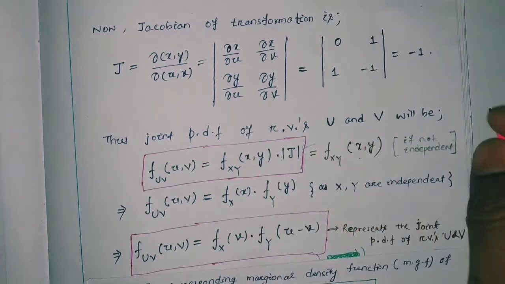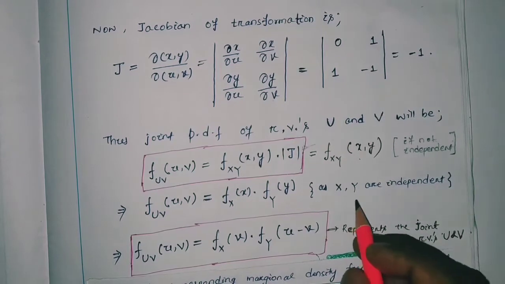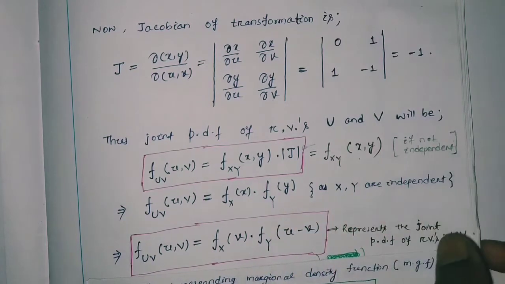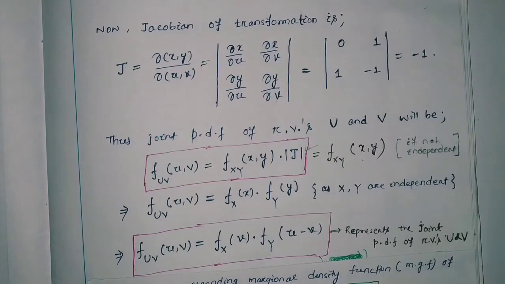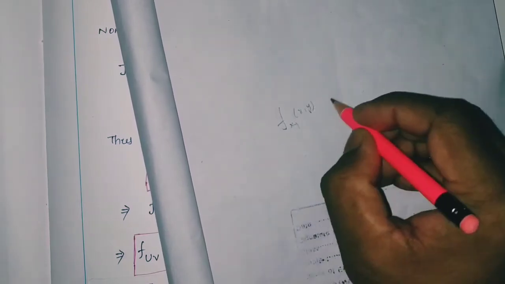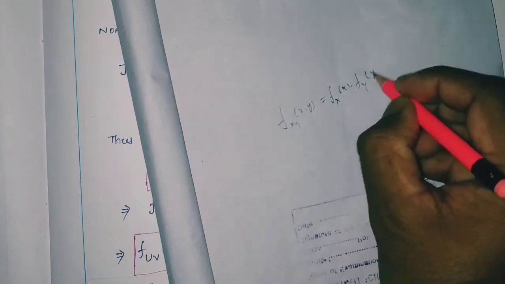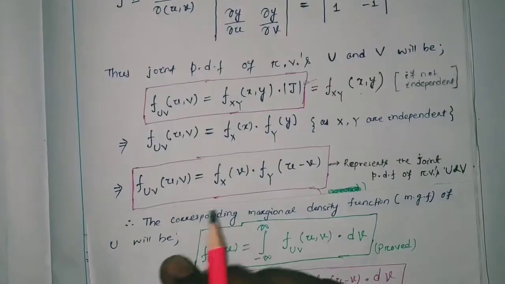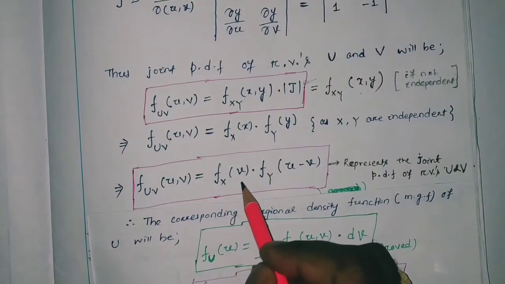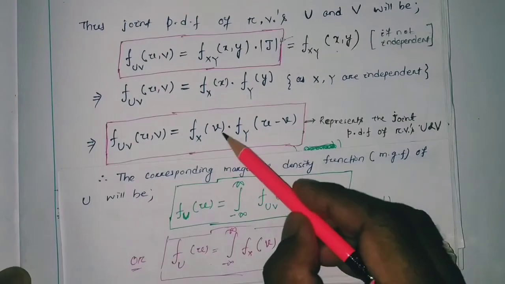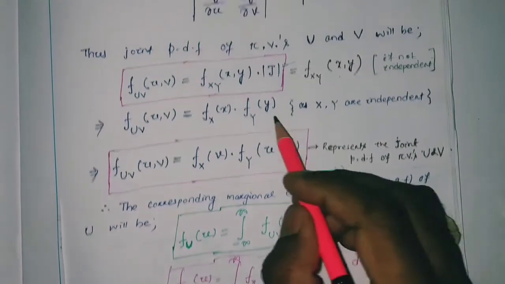As in our theorem it has been given that x and y are independent, here f of uv will be equal to f of x into f of y. We know that if two random variables are independent of each other, then the joint PDF f of xy can be written as f of x into f of y, the multiplication of their corresponding marginal probability density functions. So f of uv equals f of x, and here instead of x we can write v, because we considered that x equal to v, into f of, instead of y, u minus v.